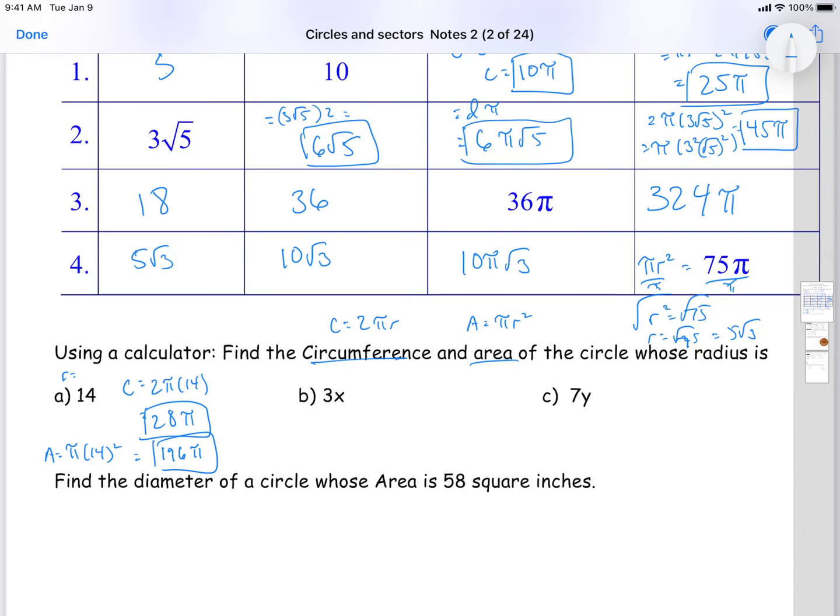For B, all right, for B. Now the difference between B and C is I have a variable in there, okay? So in order to solve this, I know that my radius is equal to 3x, okay? So my circumference then is equal to 2 pi times 3x, right? Which is equal to 6x times pi, okay? Now, there's really nothing I can do to solve for that necessarily, okay?